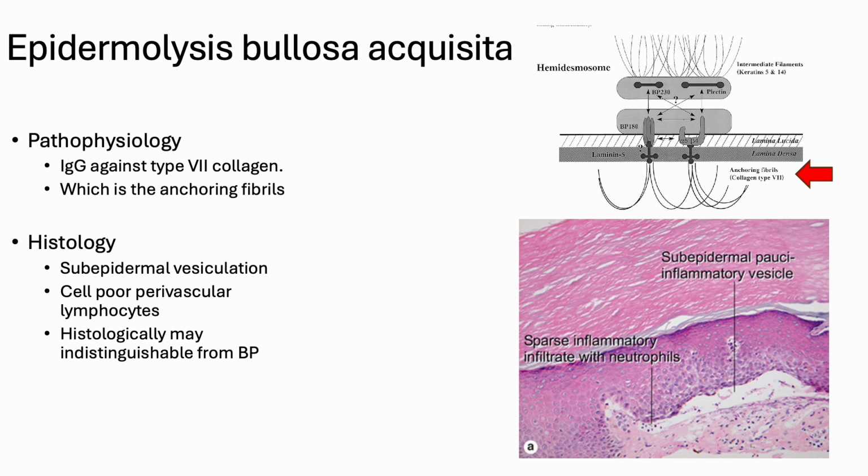The histology shows subepidermal vesicular formation. Usually in EBA, the inflammatory infiltrate is not as prominent as in BP, but sometimes you can see cell-rich EBA as well. So basically, the histologic features may be indistinguishable from BP. You may say, oh, the separation is different, one is at the top and one is at the bottom, so why do they look the same? That is because the hemidesmosome is so small that you cannot easily tell the separation, right?